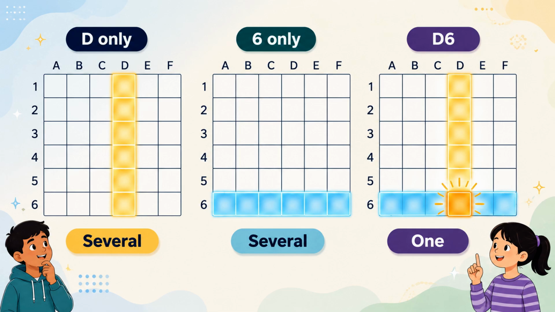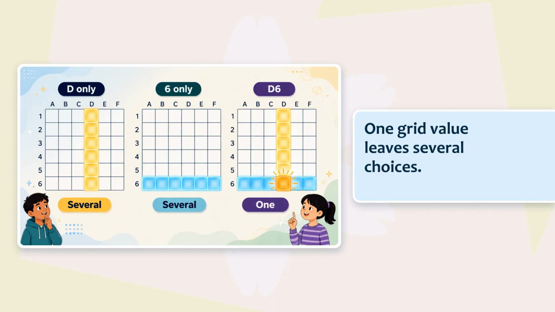One grid clue narrows the search, but two values identify the exact location. D alone gives a whole column and 6 gives a row. Together they meet at D6. The three boards show the search becoming more precise. One grid value leaves several choices. The second value selects the single intersection.